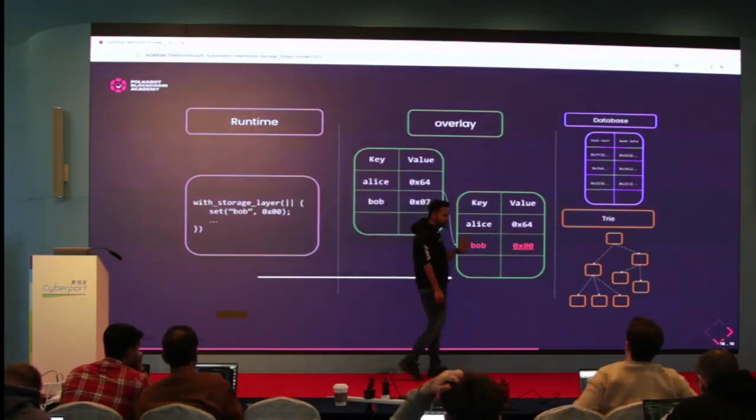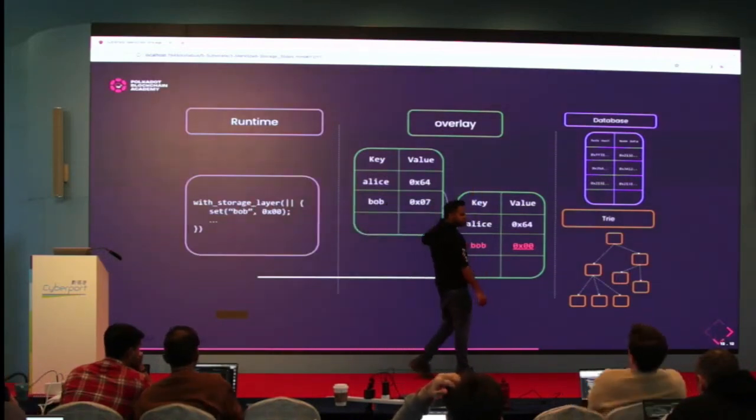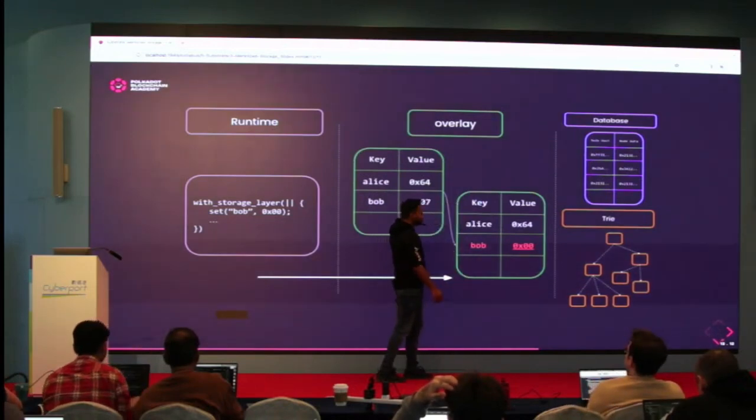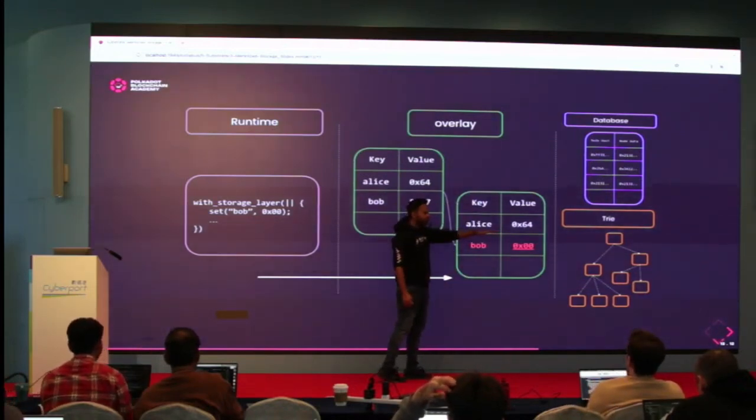If it fails, it will revert this, it will kill this. We go back to the initial state. Okay. And then the same thing repeats. If it finalizes, it is reflected in the database.